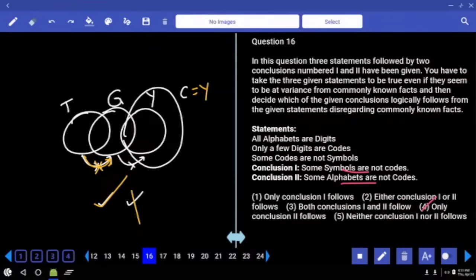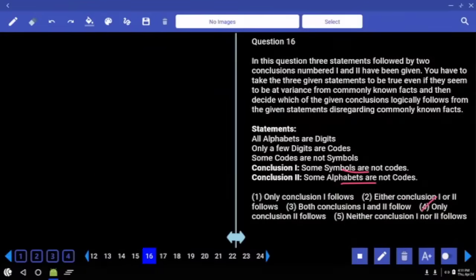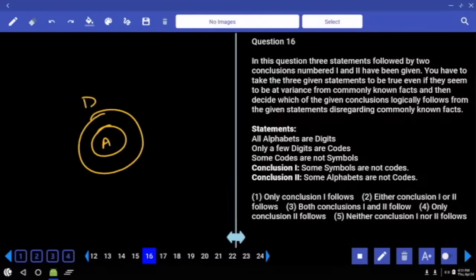The next one, 16th one. All alphabets are digits. All these alphabets are a part of digit. Only a few digits are codes but not all. Some digits are codes but not all. And some codes are not symbols. Code and a symbol, there is no intersection between these two. Some symbols are not code, that is definitely true. Some alphabets are not codes, that is also true.